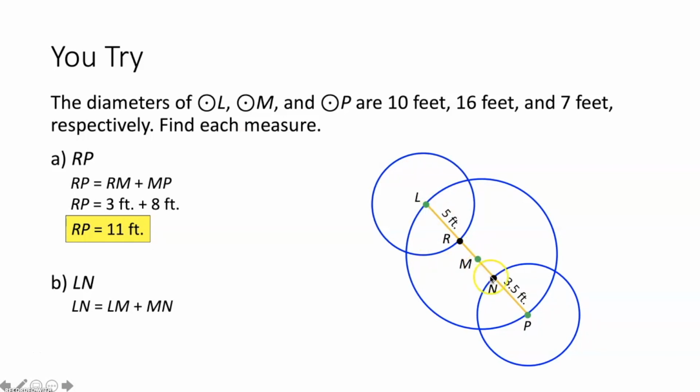It looks like the measure of segment MN is just equal to the measure of segment MP minus the measure of segment NP. And if I know that the radius of circle N we said is 8 feet, and I subtract out 3.5 feet, then all that's left is the measure of segment MN, which is 4.5 feet. So I'm going to take that 8 feet, add it to the 4.5 feet, and I should get the measure of segment LN, which is 12.5 feet.